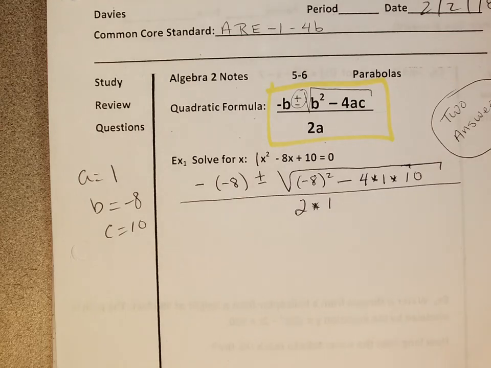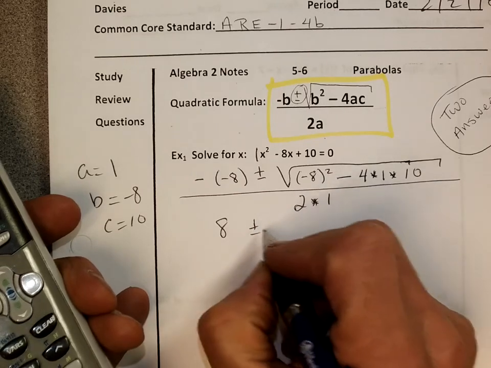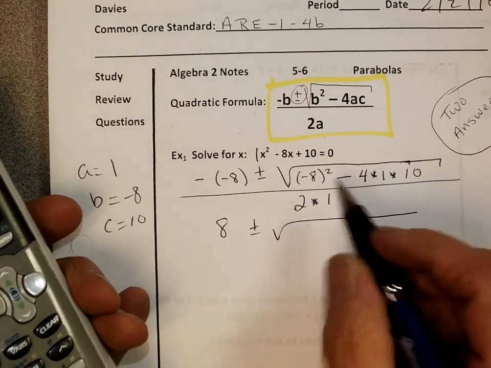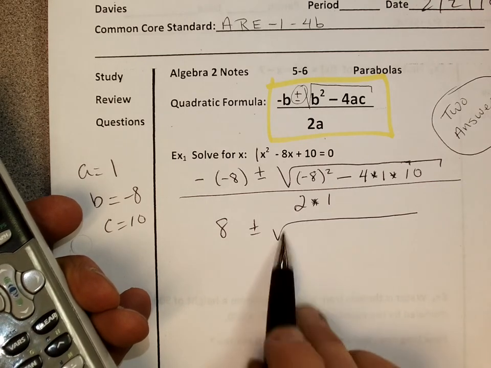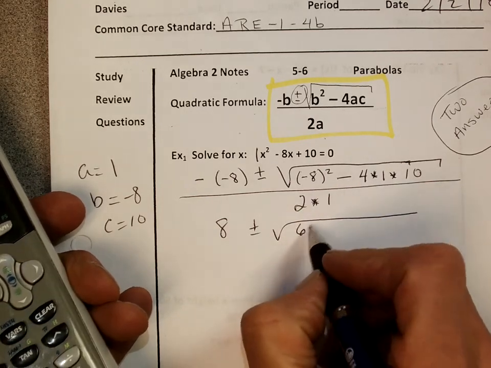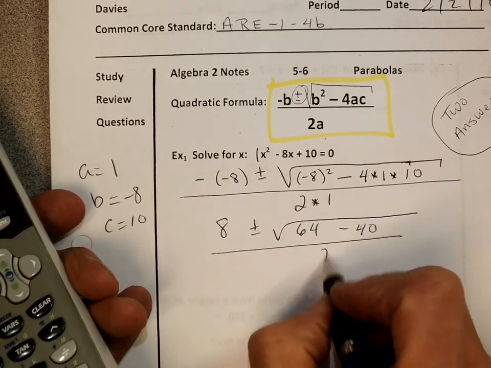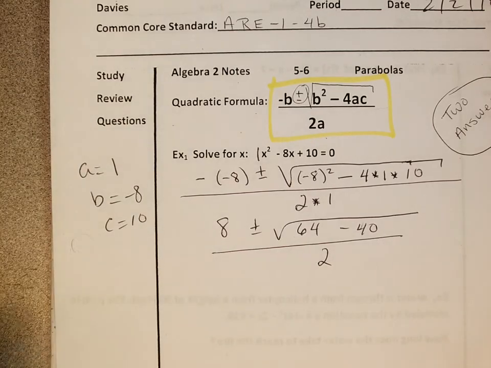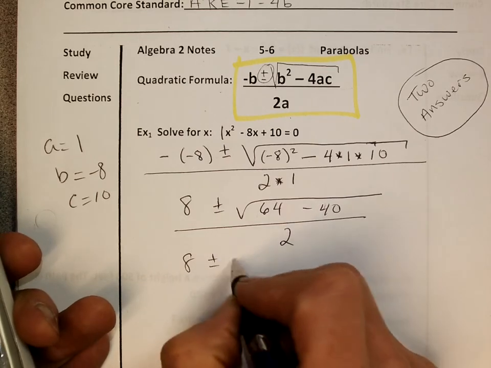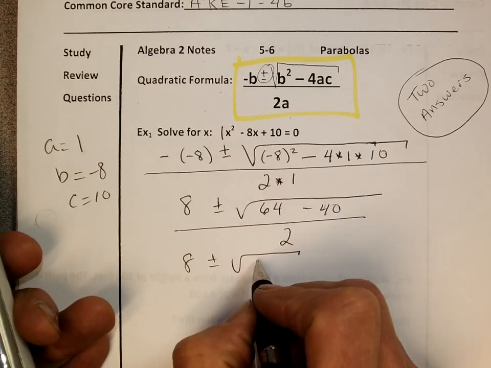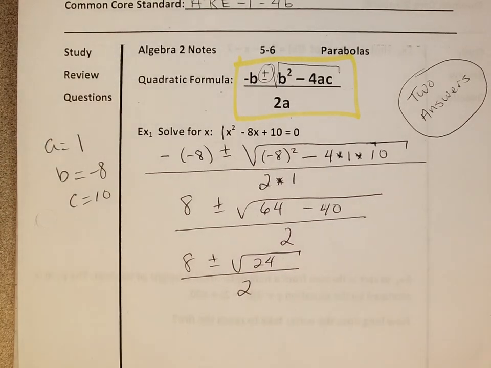So negative 8 is a positive 8, plus or minus the square root. This will always be a positive number here because a negative squared is always positive. Never make this a negative number. This is going to be a positive 64 minus 40, all over 2. So I'm going to have 8 plus or minus the square root of 24, all over 2.